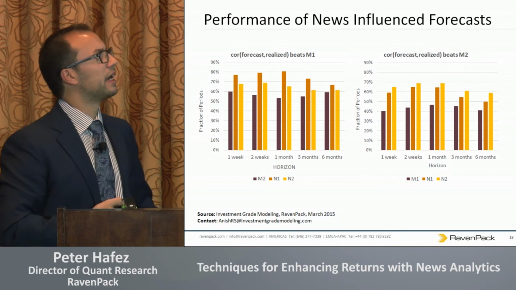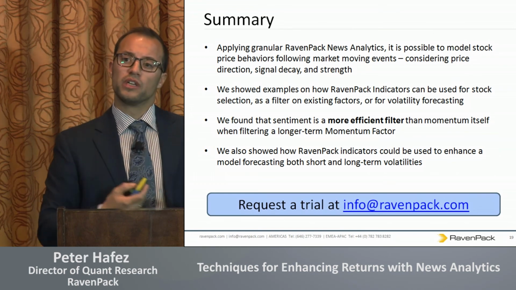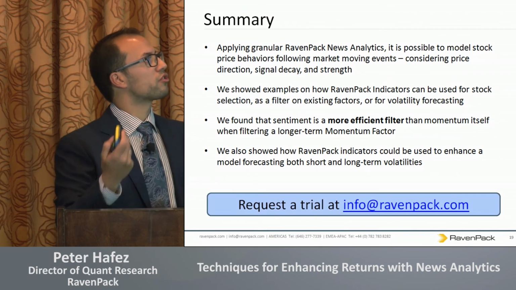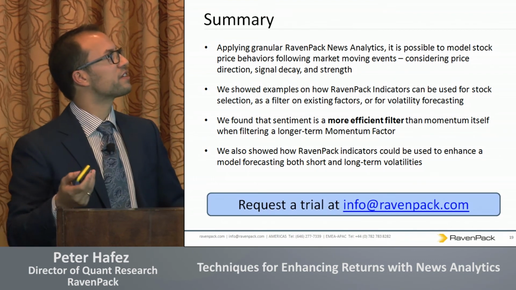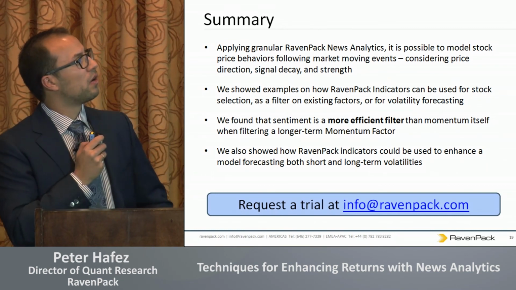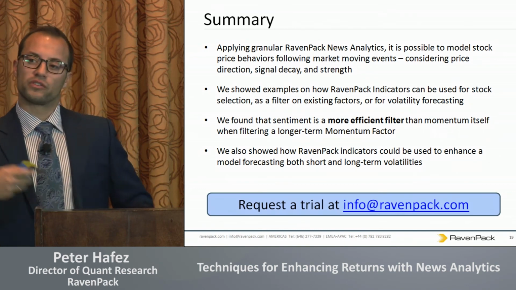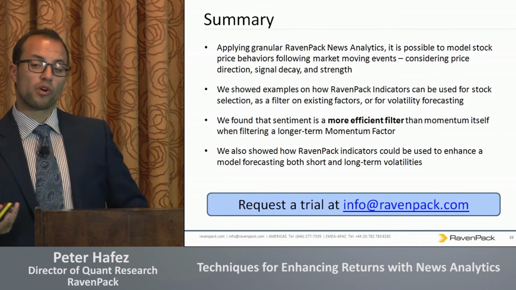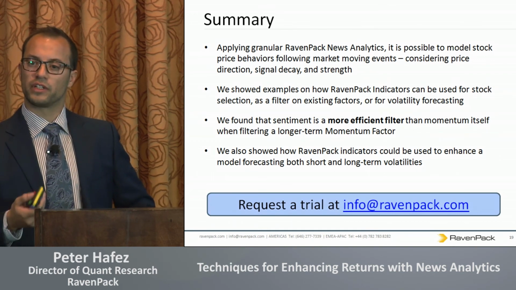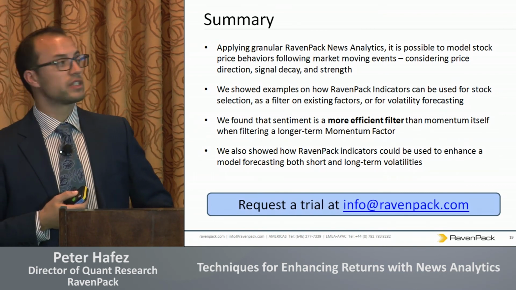And just to summarize, I showed what the granular news analytics data look like and how you can take advantage of our event taxonomy and our sentiment scoring to trade market-moving events, considering price direction, signal decay and strength. I also showed how the RavenPack indicators can be used for stock selection, as a standalone indicator, or to filter existing factors. Macquarie has, as part of their research, shown that it's also valuable to use it as a filter on top of value and quality. And we also showed how you could potentially use it for volatility forecasting.